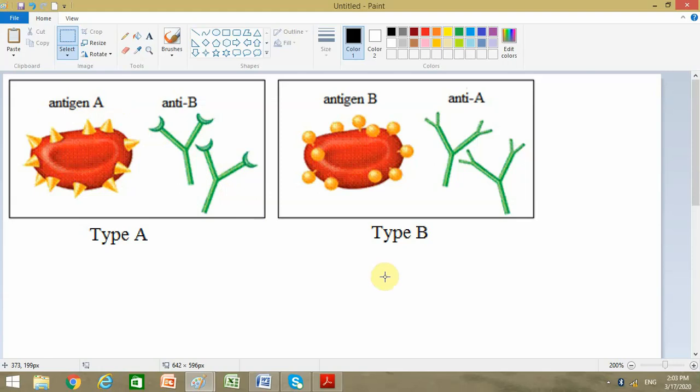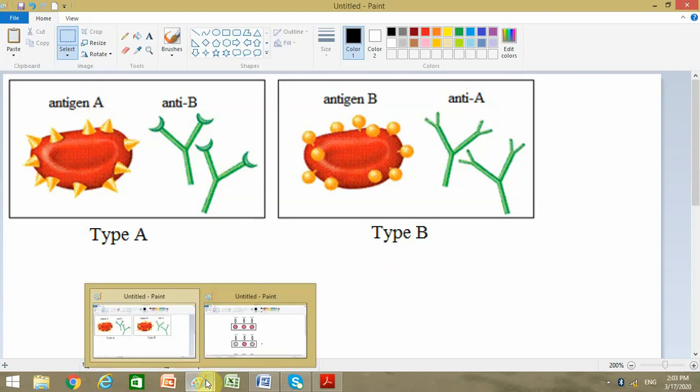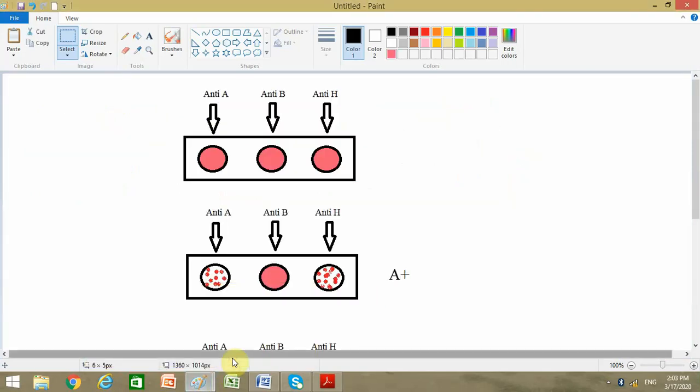Now, to elaborate more on this, we can explain how to test for blood type. So we have a slide on which we add 3 drops of blood from the individual to be tested, and we add anti-A, anti-B, and anti-H. Anti-H stands for rhesus factor. Rhesus factor means positive or negative, and we will talk about this later on.